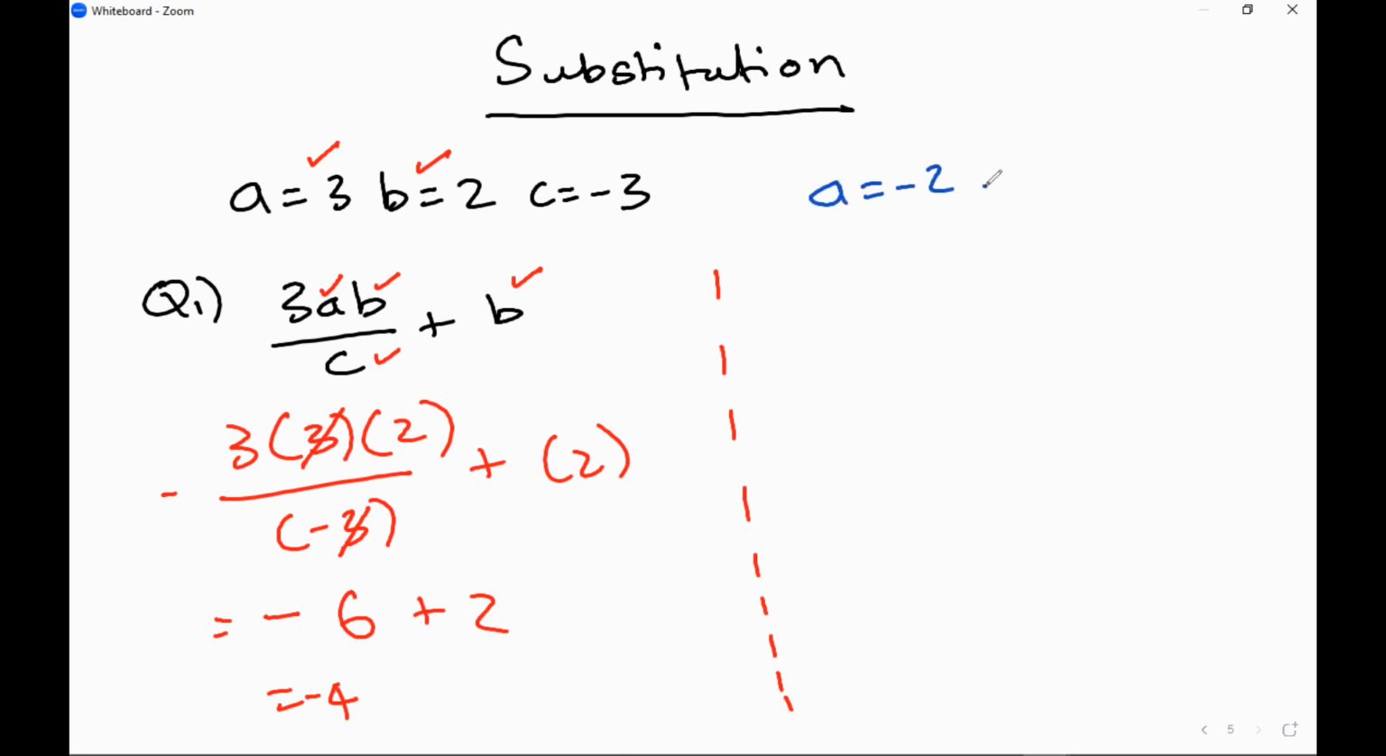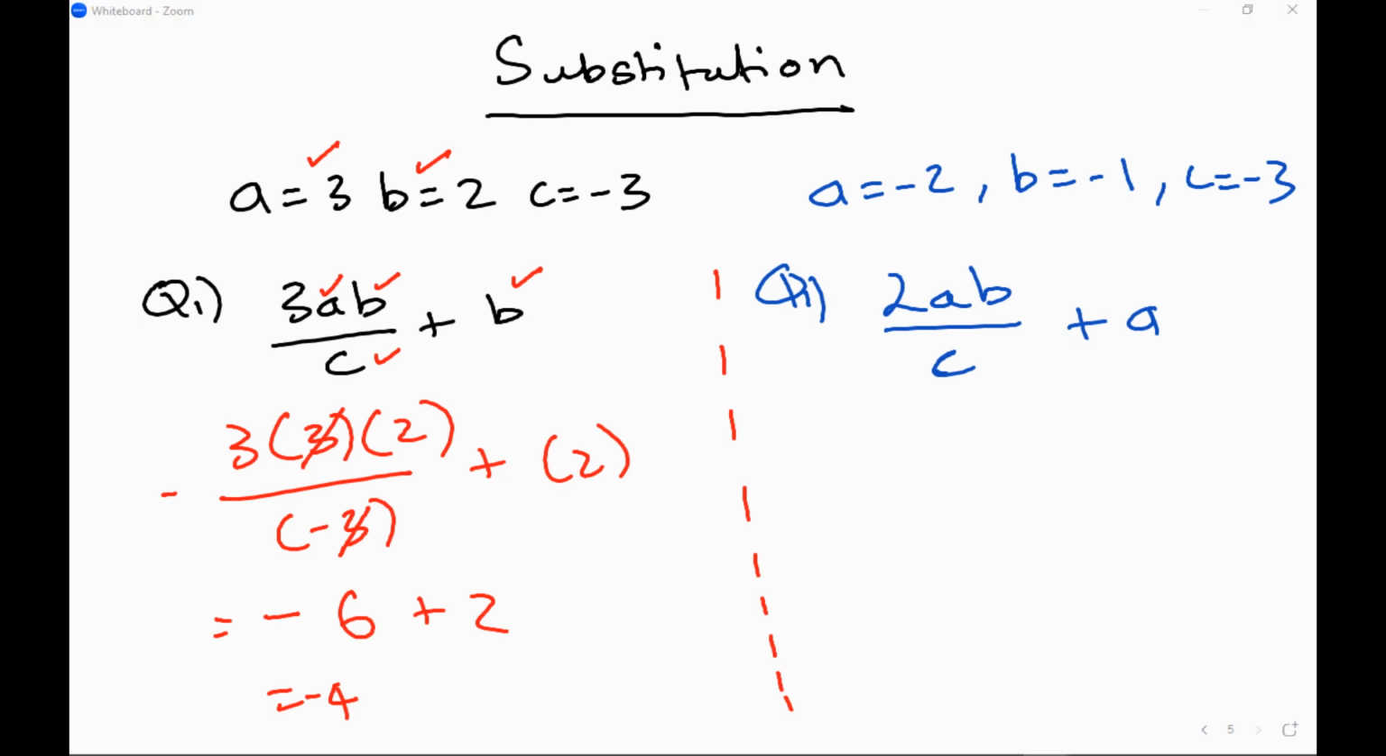a equals negative 2, b equals negative 1, and c equals negative 3. And the question says 2ab over c plus a. Substitute and simplify into a single number, or a fraction, maybe. Try it. Alright, it should be more than enough time.